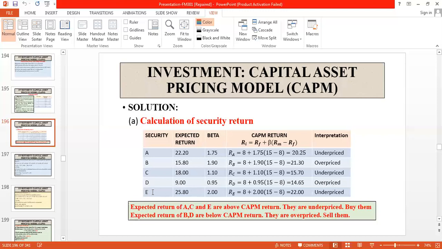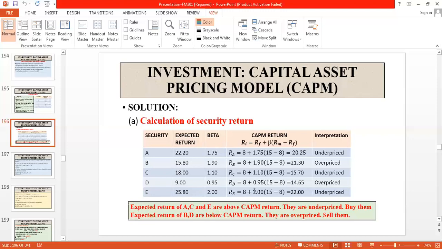E is the last security. Its expectation is 25.80. Substituting the relevant data, we are getting 22% from the SML line. That means it is expected to perform better than SML. So at this moment, buy it. This security is underpriced as the point of expectation is lying above SML.